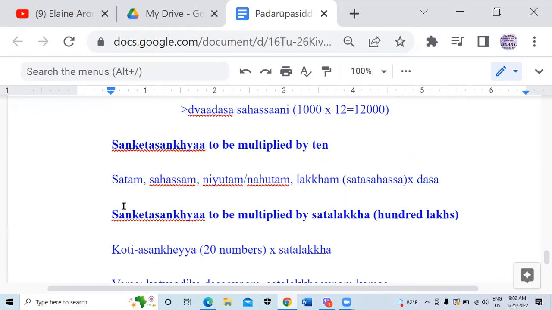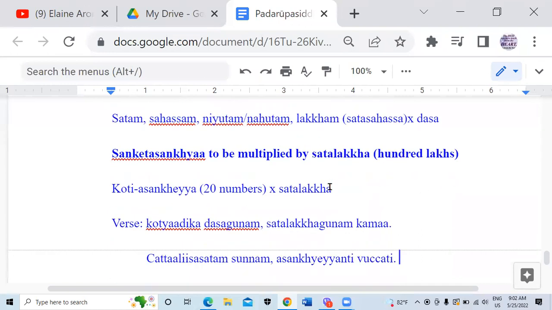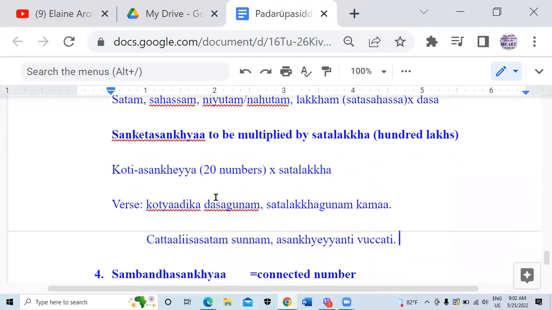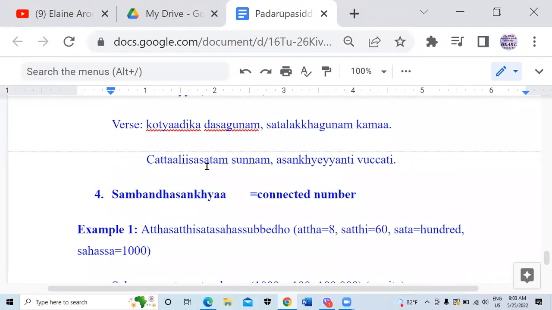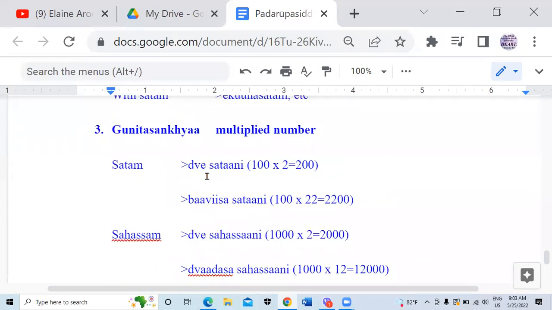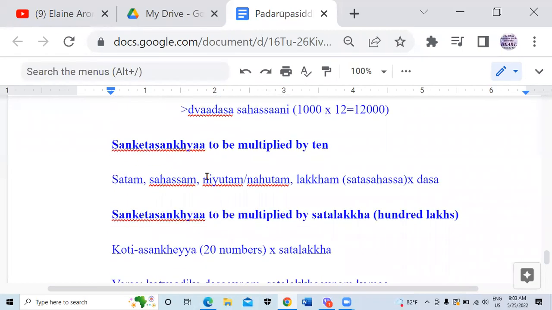The four numbers are Satan, Sahasan, Niyutan, and Lekha. Sata Sasa is 100,000. They are multiplying by Dasa. That's why Dasa Guna. Kodiyarika, Dasa Guna, Satalaka Guna. The Satalaka Guna is connected with Kodiyarika. That's why from Kodi to Asankhya, there are 20 numbers, and they are multiplying by Satalaka. This is the meaning of this verse. So these are Gunita Sankhya. If we read Yamaka and Patthana, and then the Yamaka commentary, sub-commentary, Patthana commentary, sub-commentary, we can see these Gunita Sankhya a lot.